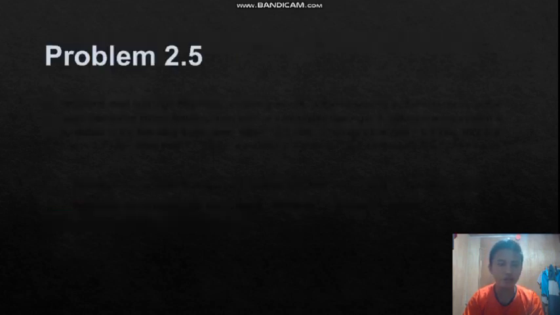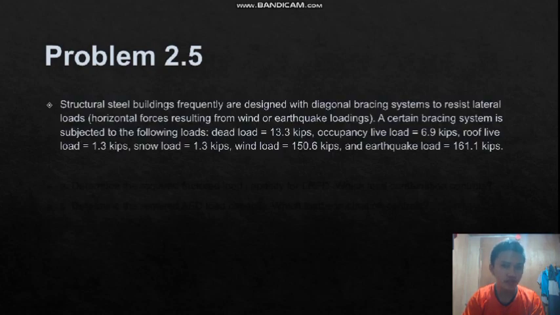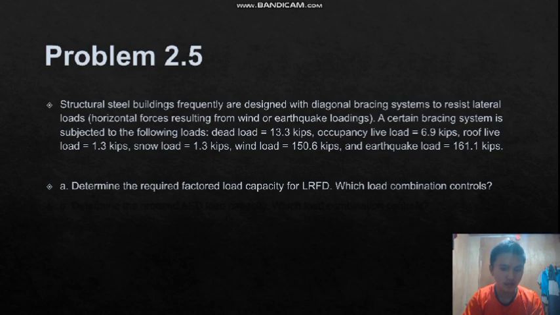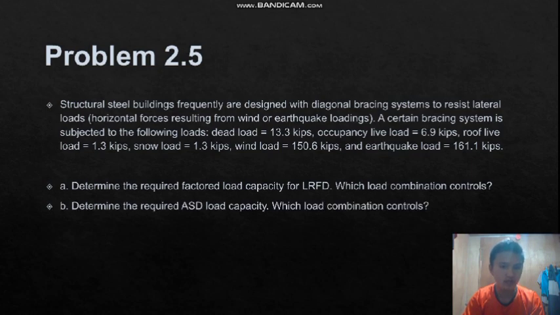So for problem 2.5, structural steel buildings frequently are designed with diagonal bracing systems to resist lateral loads. A certain bracing system is subjected to the following loads: dead load is equal to 13.3 kips, occupancy live load is equal to 6.9 kips, roof live load is equal to 1.3 kips, snow load is equal to 1.3 kips, wind load is equal to 150.6 kips, and earthquake load is equal to 161.1 kips. So for sub-question A, sub-question B.